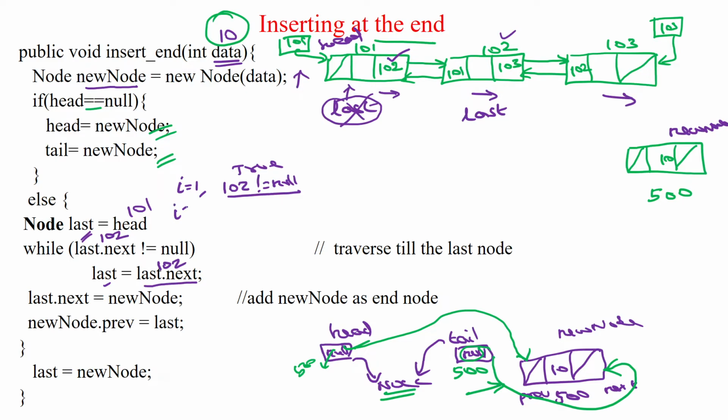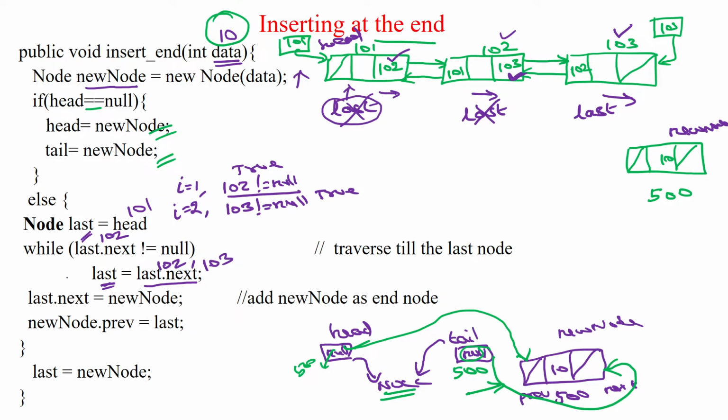Again, iteration number 2. Now last.next is 103. So 103 is not equal to null. Yes, it is true. Since it is true, this statement is executed: last.next, which is 103, is assigned to the variable last. So the last variable is updated with the value 103, and this is becoming the last node.